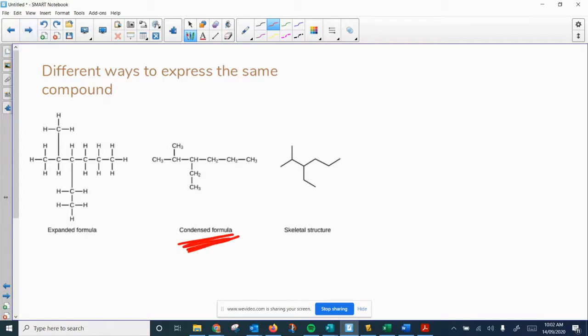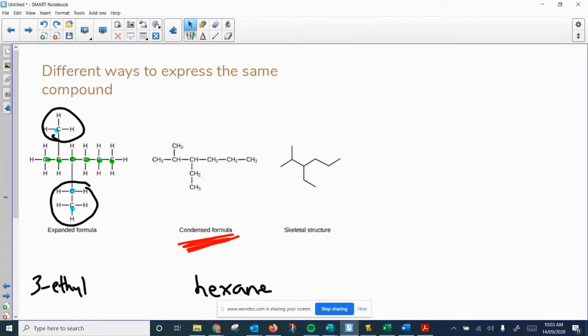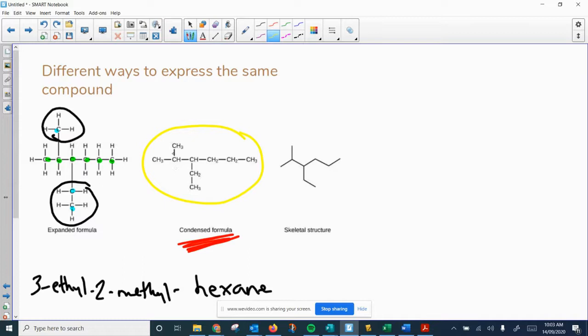Here we see a compound. Well, actually, let's name it first. So in this case, we have a 6-carbon chain, we would call hexane. And then we have a pair of groups. We have a methyl on the 2nd carbon, and we have an ethyl on the 3rd carbon. Now, E before M, the ethyl group, alphabetical order. This would be 3-ethyl 2-methyl hexane. And this is 3-ethyl 2-methyl hexane, condensed formula.